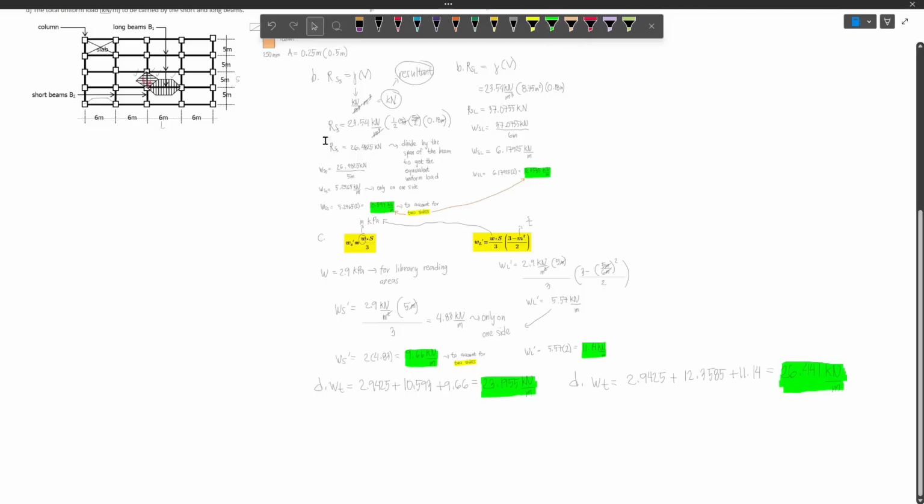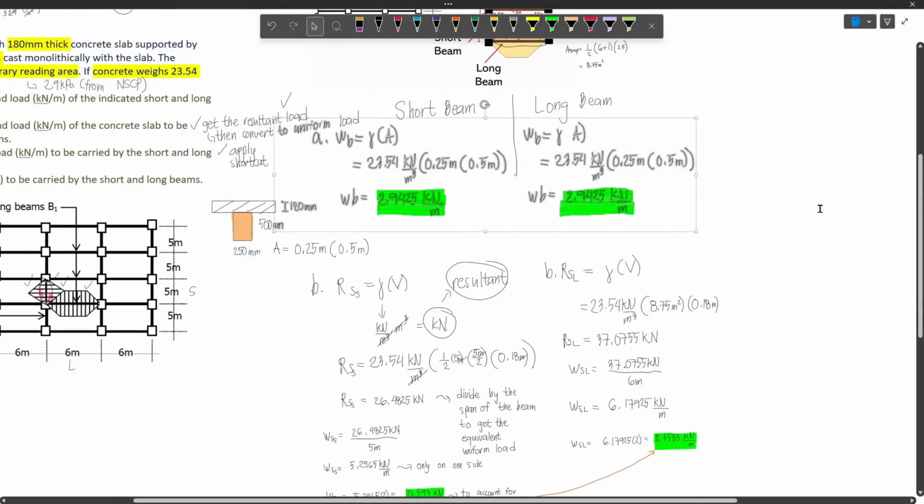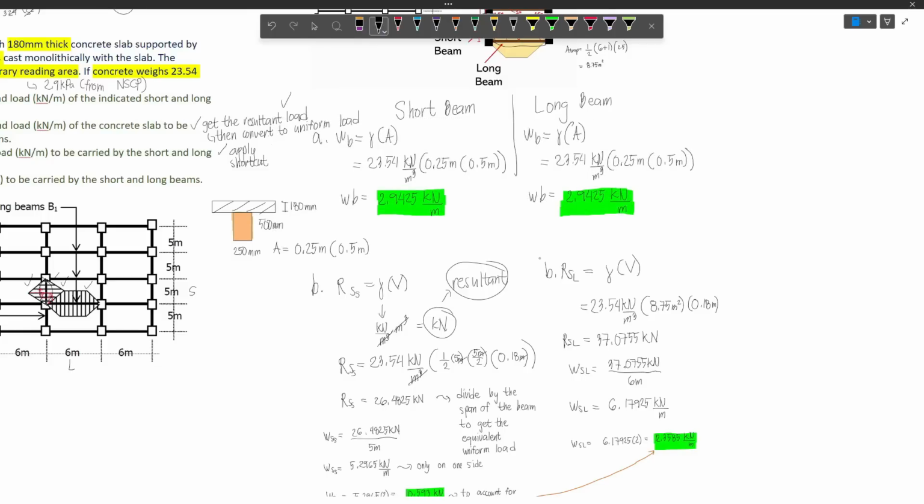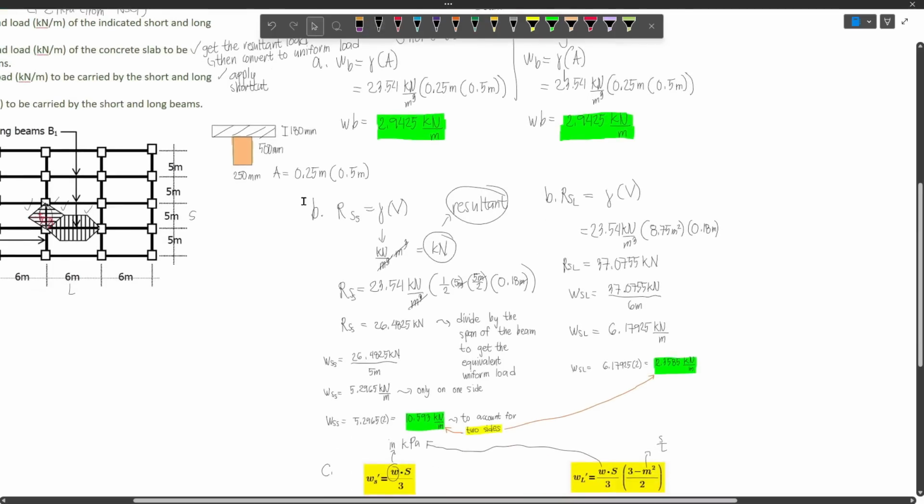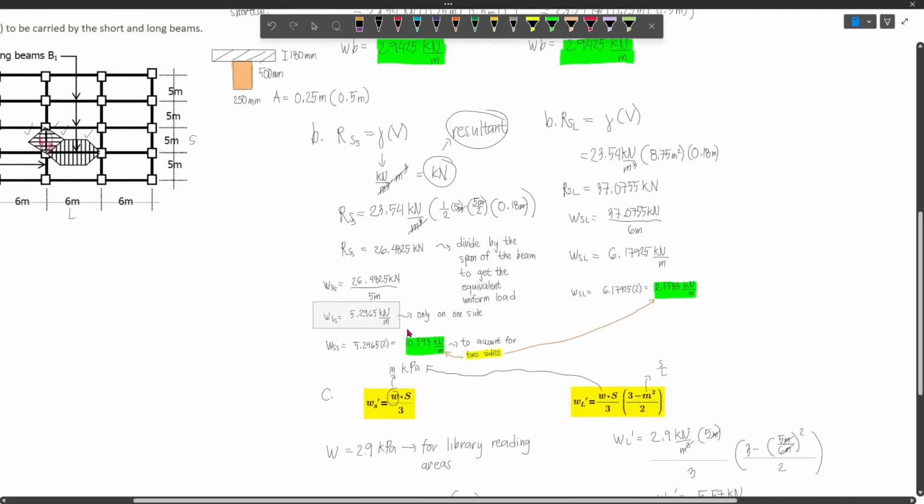Now again, recap lang tayo. For the weight of the beam, we will just simply use gamma times area because it is unaffected by the tributary area. And then for the weight of the slab, we need to first get the resultant, and then once we get the resultant, we will divide it by the span of the beam para makuha natin yung equivalent uniform load. And then since it only accounts for one side, we will multiply by 2 para we can get the total load considering the two sides.